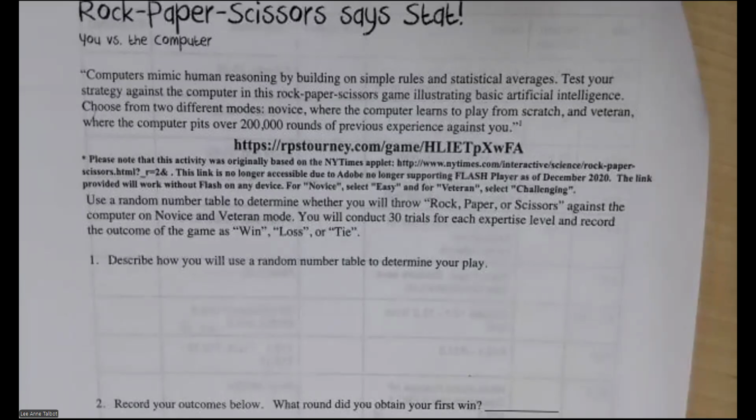But anyway, we're going to use the calculator to determine whether you will throw rock, paper, or scissors against the computer on novice and veteran both. You will conduct 30 trials for each expertise level and record the outcome of the game as win, loss, or tie. Okay, so step one, question number one is a chapter 4 question.